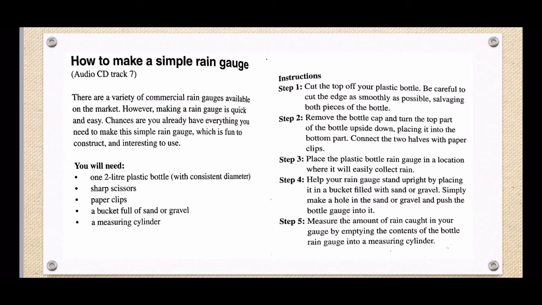Okay, so that was our instructional text about how to make a rain gauge. As you can see, we have a title on top that says how to make a simple rain gauge. Then we have our materials, which are what you will need, listed in bullet form. And then we have our instructions, which are in a specific format, numbered steps 1 to 5.